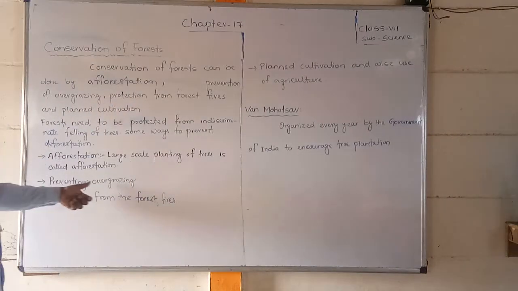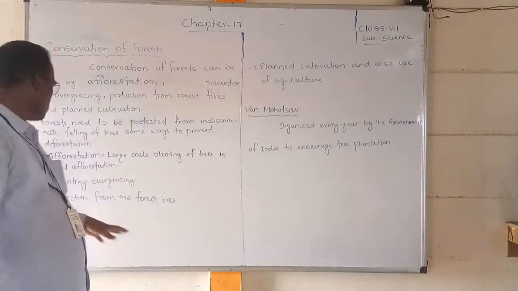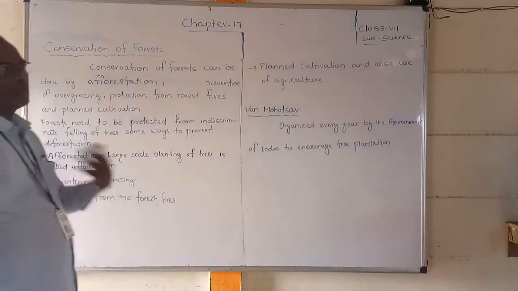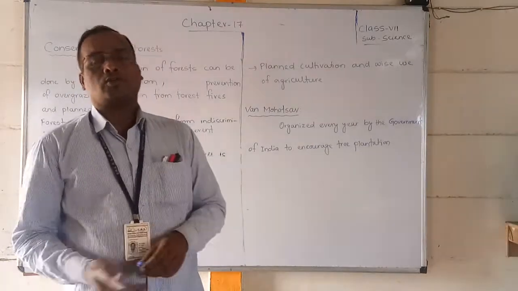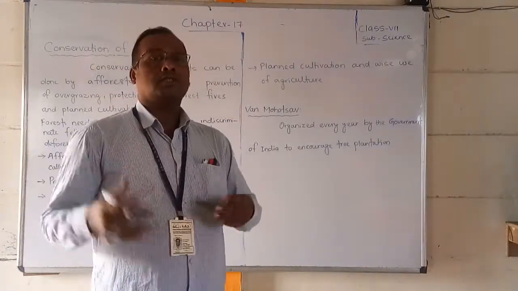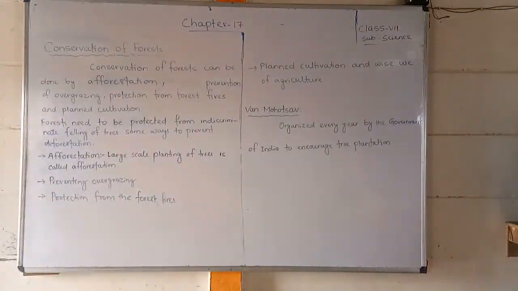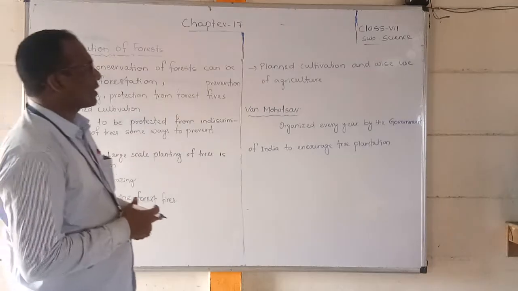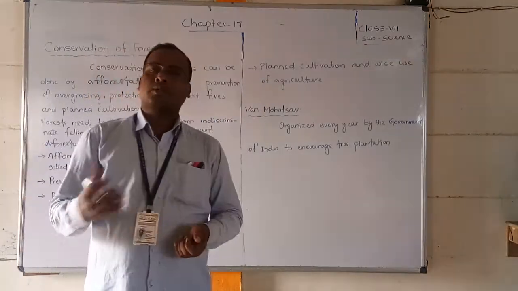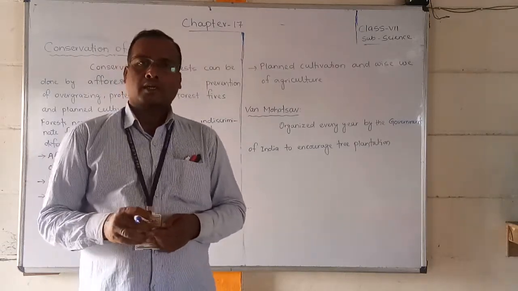And preventing overgrazing. I already told you overgrazing has to be reduced. And protection from the forest fire. Whenever a forest catches fire, you have to take care, try to put it out, and see how to prevent it from catching fire. Next, plant cultivation and wise use of agriculture: cultivate on land which is suitable for it. Cultivation should not cut the trees, and don't use that land for agriculture.